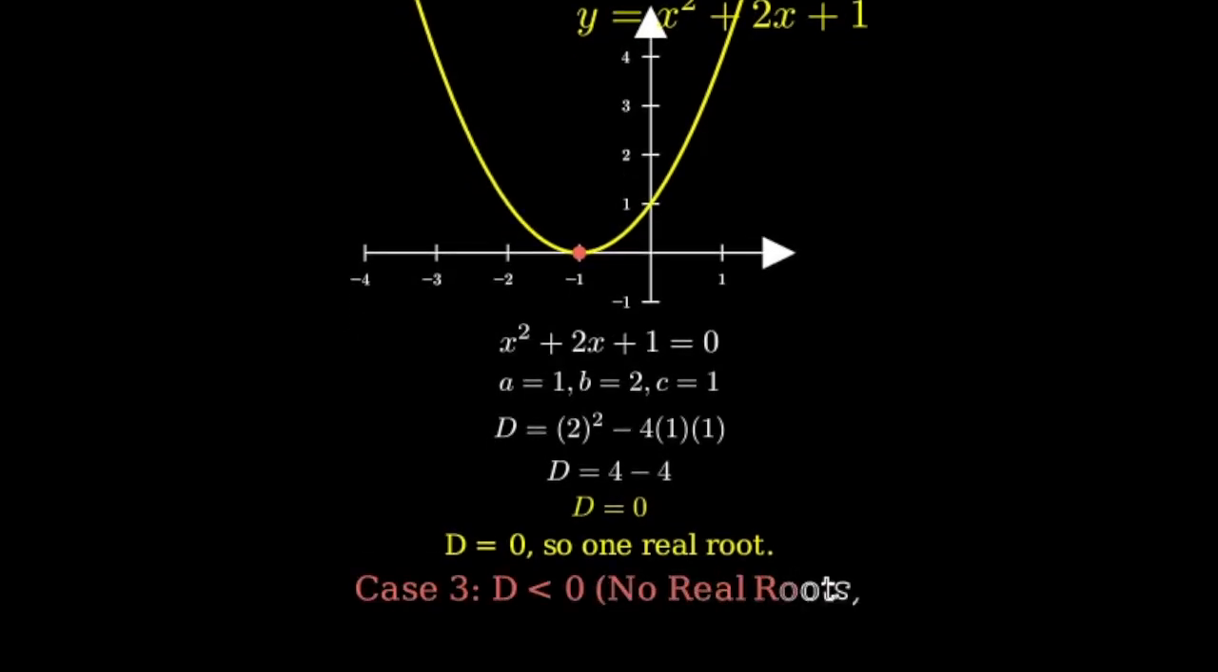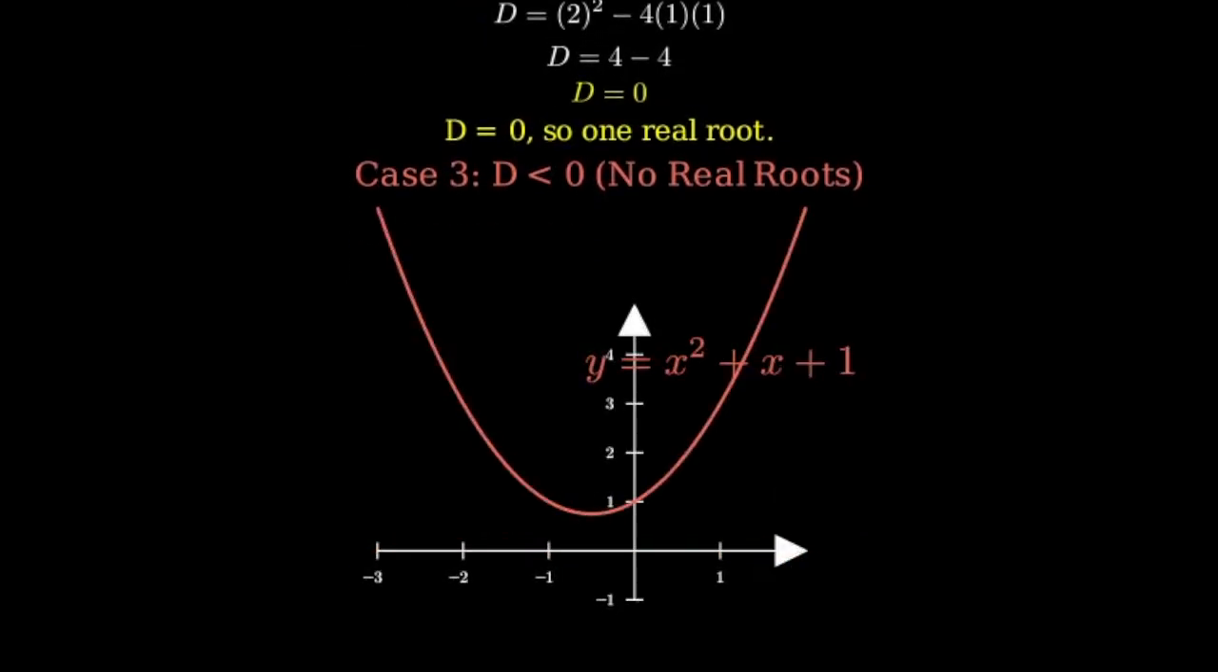Finally, the third case, when the discriminant is less than 0. If D is less than 0, the quadratic equation has no real roots. The roots in this case are complex numbers, specifically a pair of complex conjugates. Graphically, the parabola does not intersect the x-axis at all. It lies entirely above or entirely below the x-axis.